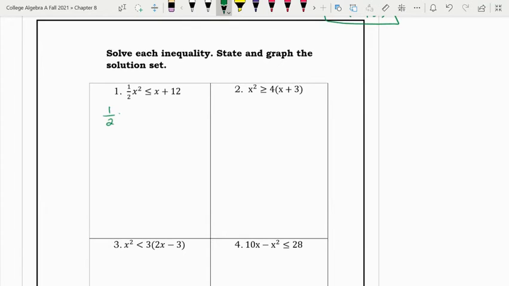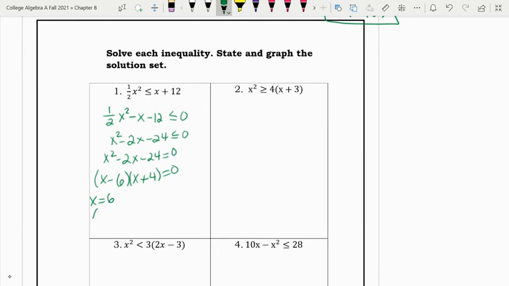So rewrite this: 1/2 x squared minus x minus 12 is less than or equal to 0. Let's multiply everything by 2, make this easier. So I get x squared minus 2x minus 24, still less than or equal to 0. Set it equal to 0: x squared minus 2x minus 24 equals 0. So my x-intercepts are... no, x minus 6, x plus 4, we factor it. So my x-intercepts are 6 and -4. So here's -4. Let's look at 6.